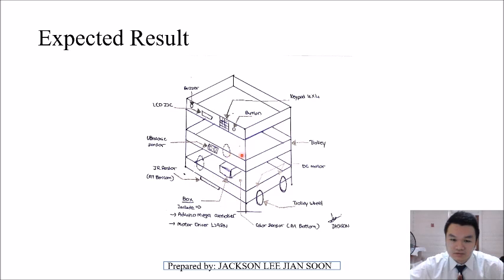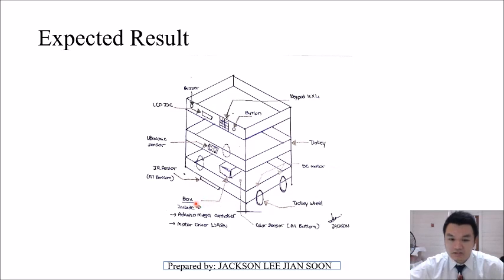And for this box, which consists of the Arduino Mega controller and the motor driver. So for these two circles, on the left hand side and right hand side, it's the trolley wheel assembled with the DC motor.